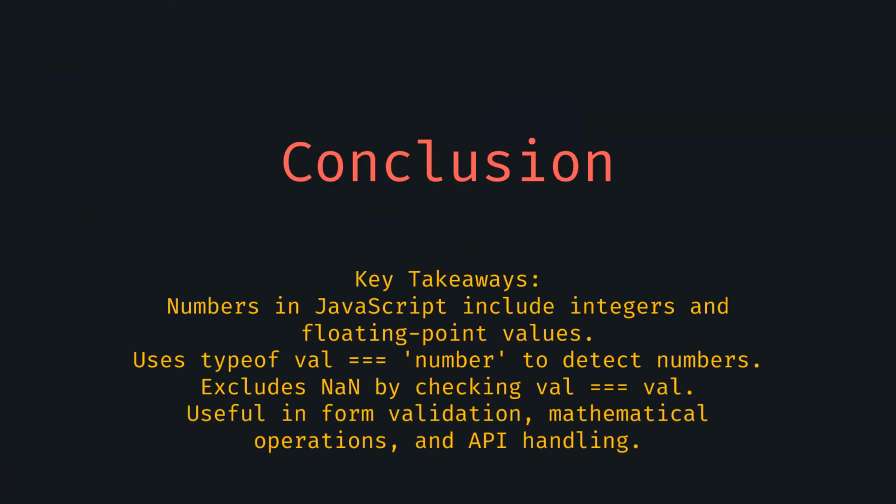This wraps up our lesson. We've learned how to distinguish numbers from non-numeric values, ensuring data integrity in JavaScript applications. This method is useful in validating user input, handling API data, and preventing calculation errors. Try using it in your projects.